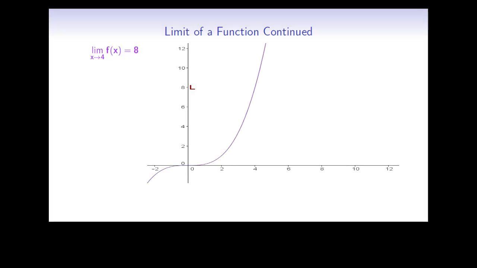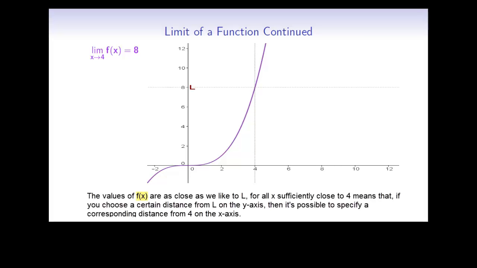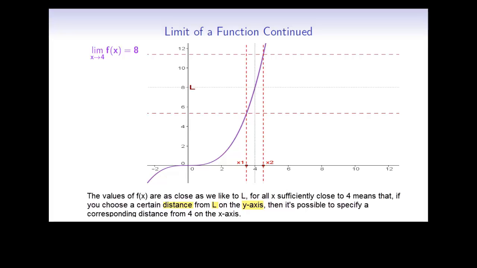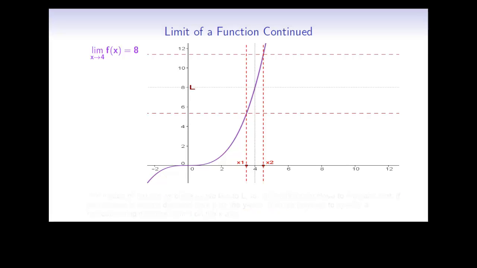This might sound complicated, so let's take a look at what it means in a graphical example. So here we have a graph and we can see that the limit as x goes to 4 is equal to 8. The sentence, the values of f of x are as close as we like to L for all x sufficiently close to 4, means that if you choose a certain distance from L on the y-axis, then it's possible to specify a corresponding distance from 4 on the x-axis, so that for all x in that interval, the curve lies within this rectangle.